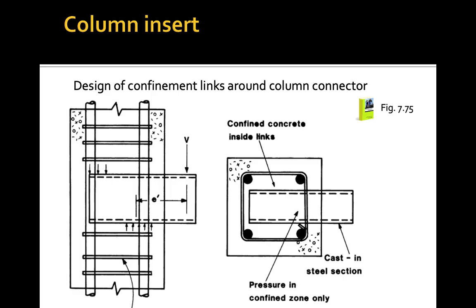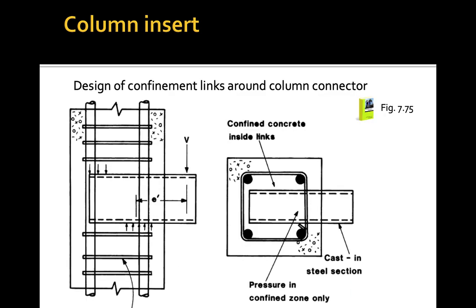So this is for the design of confinement links around the column connector. We can see here, when we are dealing with the shear happening near the support, therefore we need to have these links. These are known as the confinement links, which are around the column connector. So we are going to have this confined concrete inside the links. This is for the column connector or the column insert.